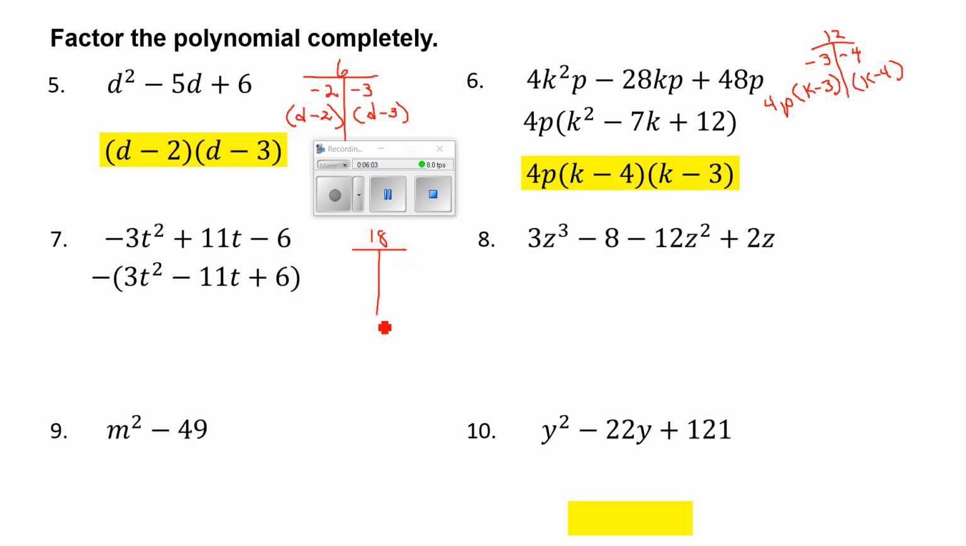Well, my factors of 18 that give me 11 are going to be 9 and 2. I know that 9 times 2 will give me 18, but I will need a negative 11, so I'm going to make both of these negative, right? Because a negative 9 times a negative 2 makes a positive 18, and negative 9 minus 2 will give me a negative 11. Now I have to remember to divide all of these by the coefficient, which is 3.